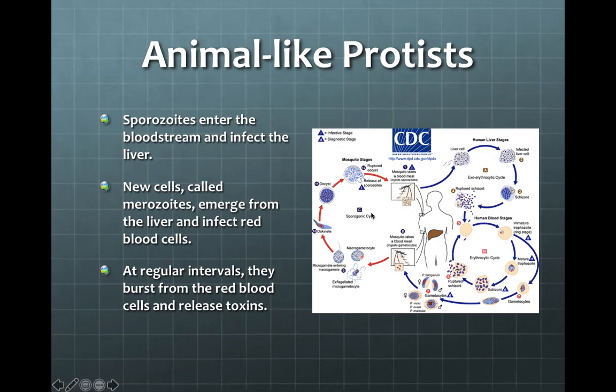So this one right here, see, CDC, always go to them. You can see a whole bunch of different things. So this is what it's doing to the liver right here. This is the human liver stages. Sorry, mosquito stages, and then you've got your human blood stages. So there's a whole bunch of stuff that it does right here.